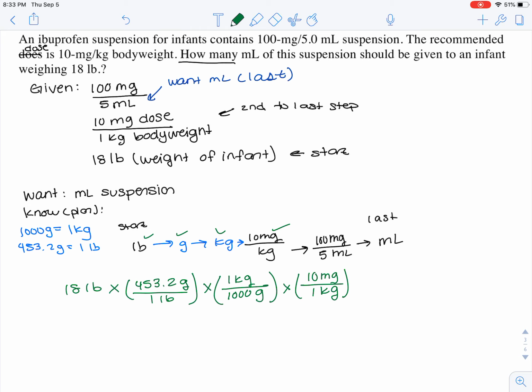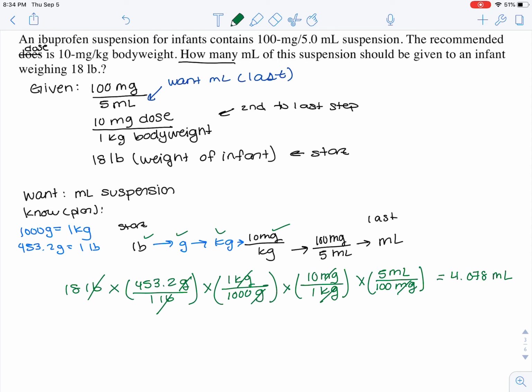It doesn't make sense for me to say 100 milligrams over 5 milliliters and multiply that, because I'm not going to be left with the unit that I want. So I will flip that and write the 5 milliliters on the top and 100 milligrams on the bottom. Before I plug it in, I double check. Pounds cancel, grams cancel, kilograms cancel, milligrams cancel, and I'm left with milliliters, which is exactly the unit that I wanted. Then you do your math: 4.078 milliliters.